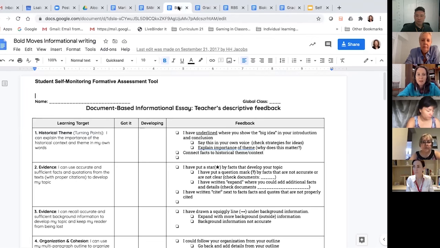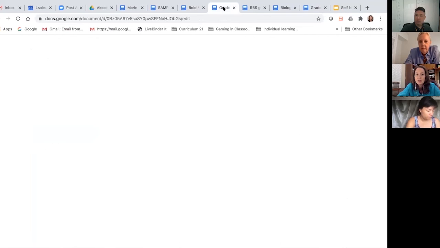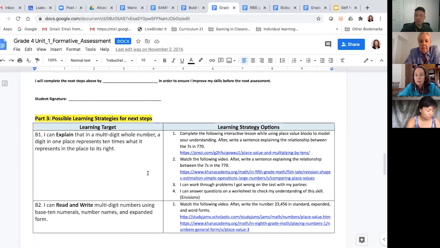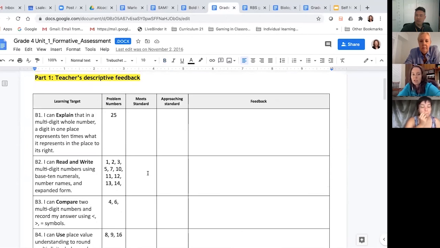This is a sample. This is an informational. Okay. This is a 4th grade math. Sorry, let me get up to the top. Here it is. There's the learning target. Now this one they aligned to a pre-assessment. So you'll notice they're telling the children what numbers on the pre-assessment aligned to that learning target. That's all that column is.